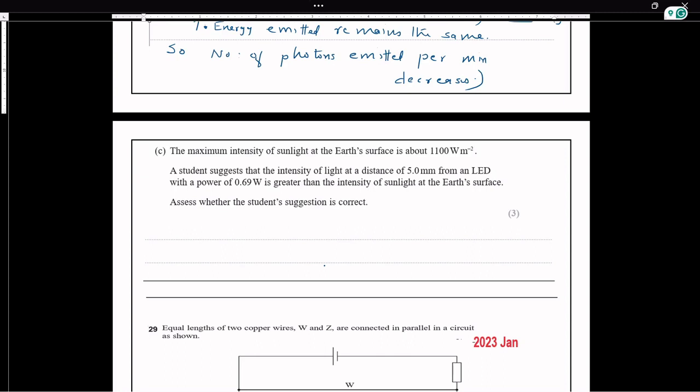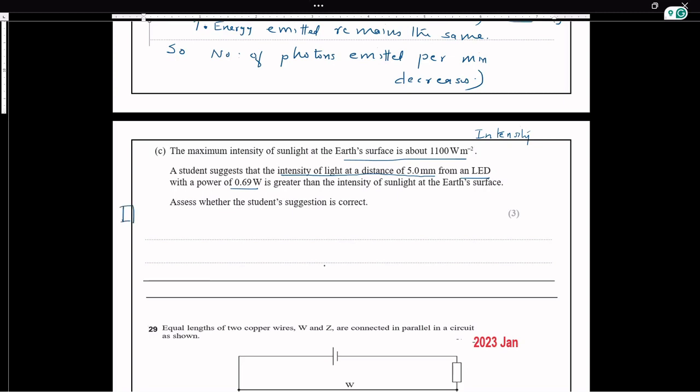So the maximum intensity of sunlight at the Earth's surface is about 1000. Okay, so this is the intensity at the Earth's surface. Now, the intensity of light at a distance of 5 millimeter from an LED with a power of 0.69 watts. So let us see what the intensity is. A student suggested that the intensity of light at a distance of 5 millimeter from an LED is greater.